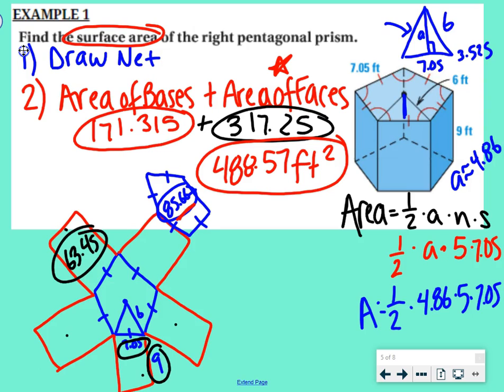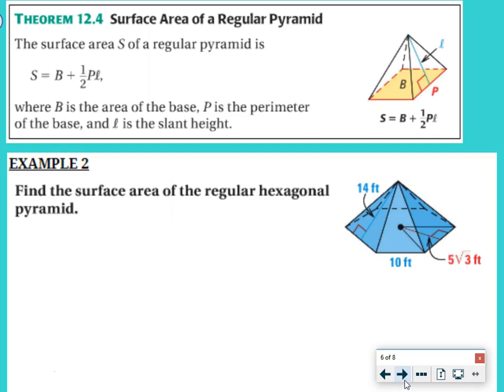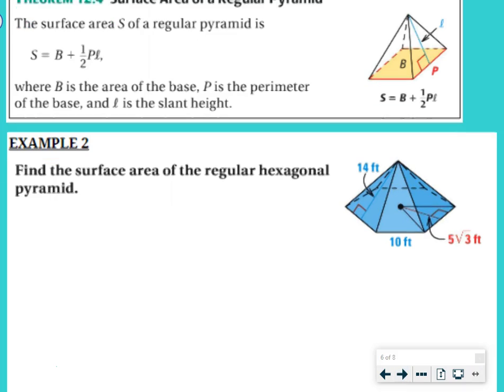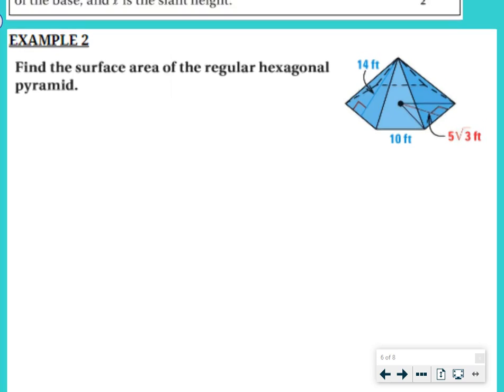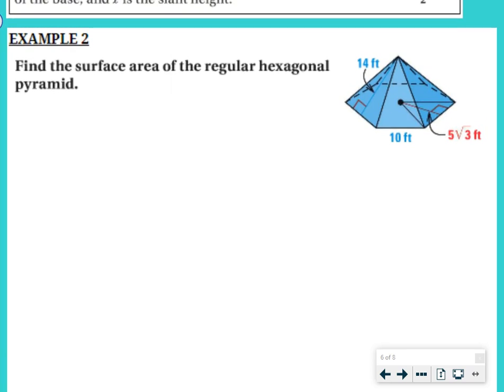All right, we've got our next example, which is surface area of a regular pyramid. Again, there is a formula, area of the base plus half the perimeter times the slant height, which is fine. If you want to follow that, you are more than welcome to figure it out. But again, I'm going to teach using the nets, and I can also tell you on your test, you are going to have to draw nets. So make sure you know how to do that.